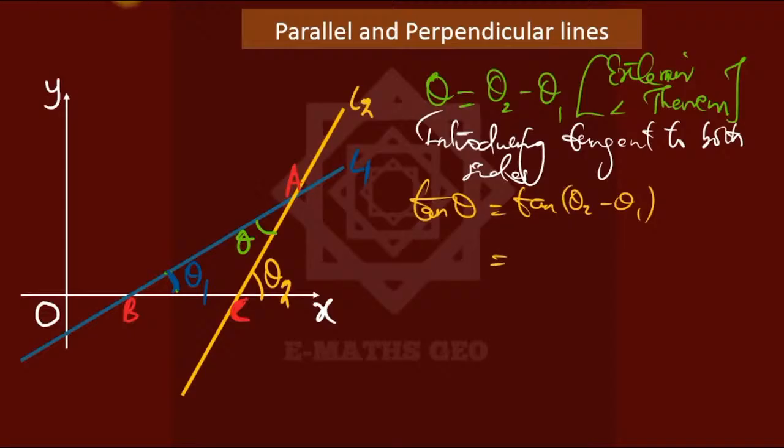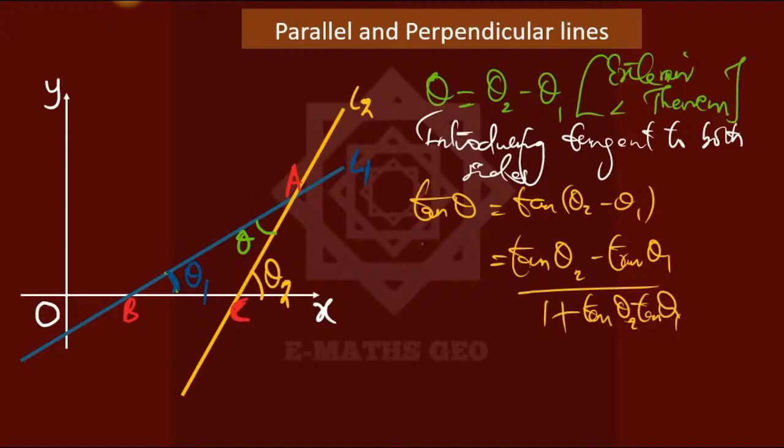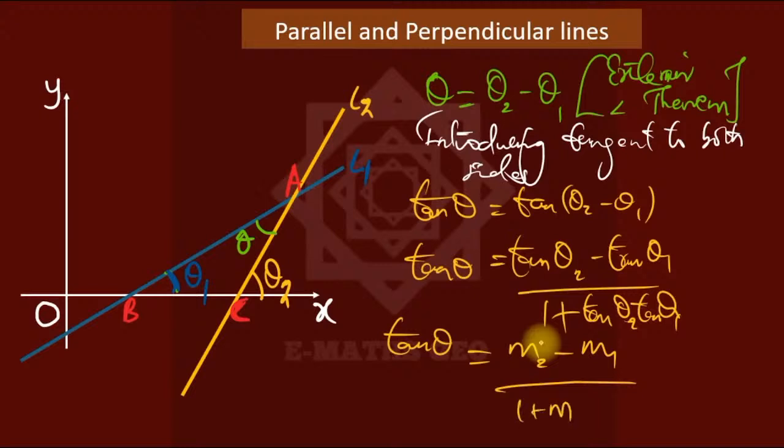From our trigonometry, the subtraction formula for tan gives tan theta 2 minus tan theta 1 over 1 plus tan theta 2 tan theta 1. Now we are getting what we've done before. Tan theta is the slope. So for theta 2, the slope is m2, and for theta 1, the slope is m1. That's very important.